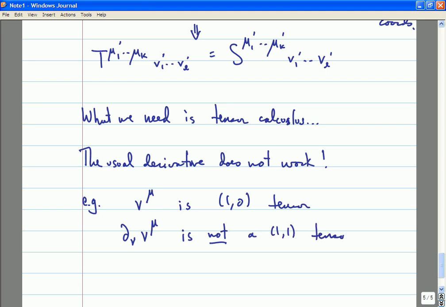I invite you to check that out yourself. It's easy enough to see. All you do is you write out this expression in a different coordinate system and try and relate it to the expression in the first coordinate system using your rules for how objects transform under coordinate transformation. You use the chain rule for the derivative and your expression for the Jacobian matrix acting on the vector, and you'll find that these two are related not by the linear multiplication by some Jacobian and inverse Jacobian matrices, but also by some term involving the second derivative of the coordinate transformation functions.